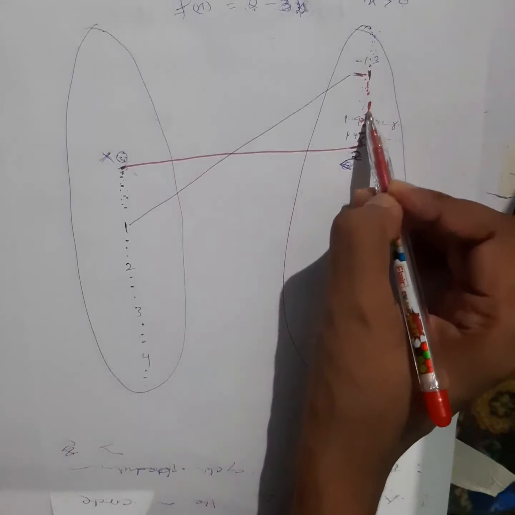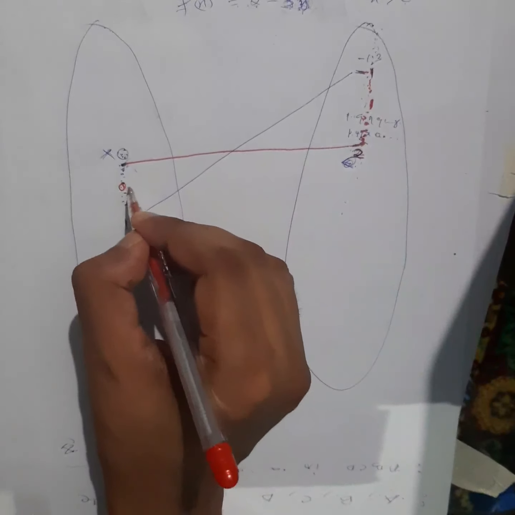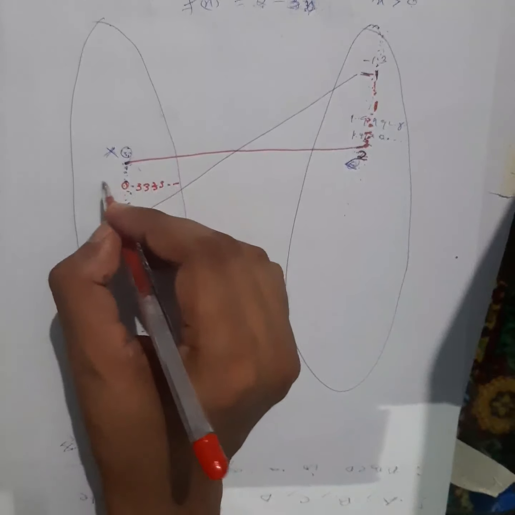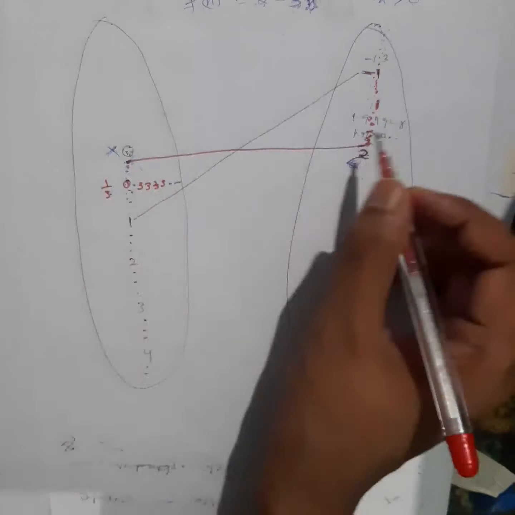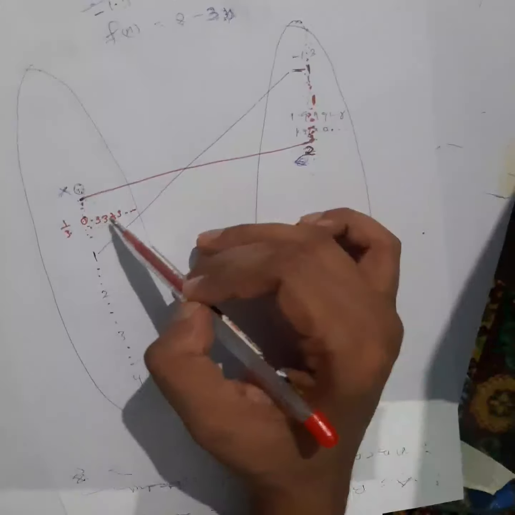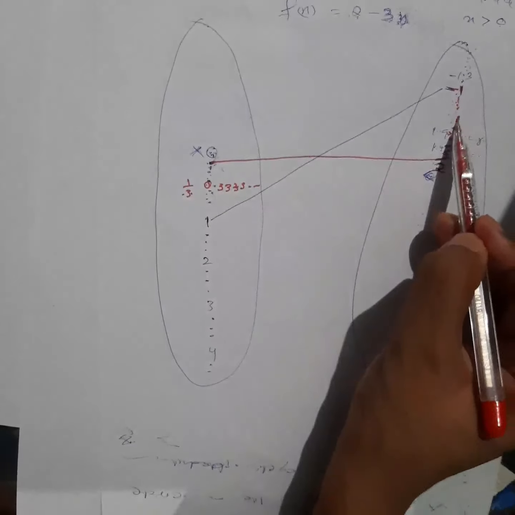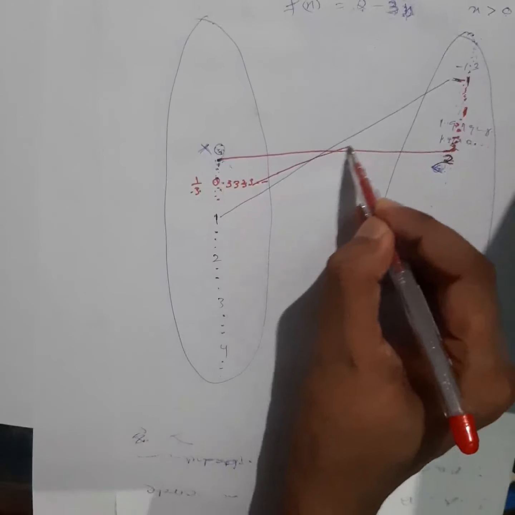Some of you might be thinking, how will we get 1, right? So see here, you will get the value 0.33333, like that, which is nothing but 1 by 3. 1 by 3 also lies between 0 and 1, right? So if you take that value, your image will be 1.